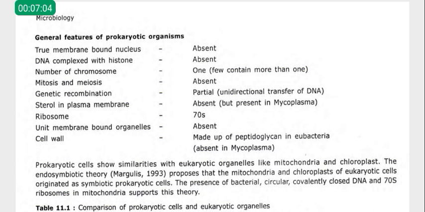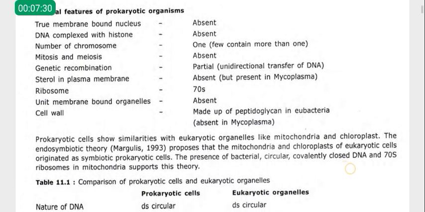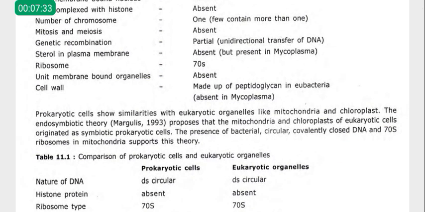So prokaryotic cells show similarities with eukaryotic organelles like mitochondria and chloroplast. The endosymbiotic theory, Margulis in 1993, proposes that mitochondria and chloroplasts of eukaryotic cells originated as symbiotic prokaryotic cells. The presence of bacterial circular covalently closed DNA and 70S ribosomes in mitochondria supports this theory.